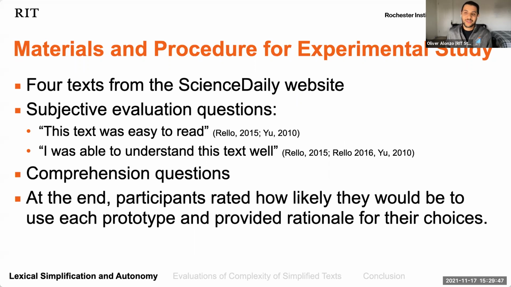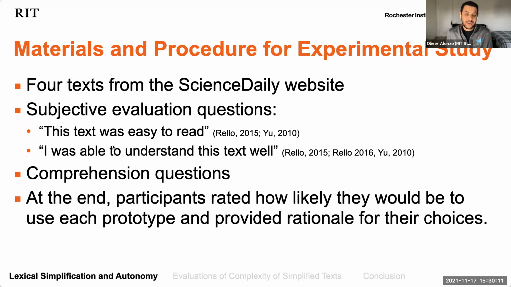And so the materials and the procedures for this experimental study included 4 texts from the Science Daily website. Each of these 4 texts was displayed in 1 condition for each participant, and that was rotated across participants. After reading each text, participants provided subjective evaluations of the text, which included a statement that read, "This text was easy to read," and another statement that read, "I was able to understand these texts well."